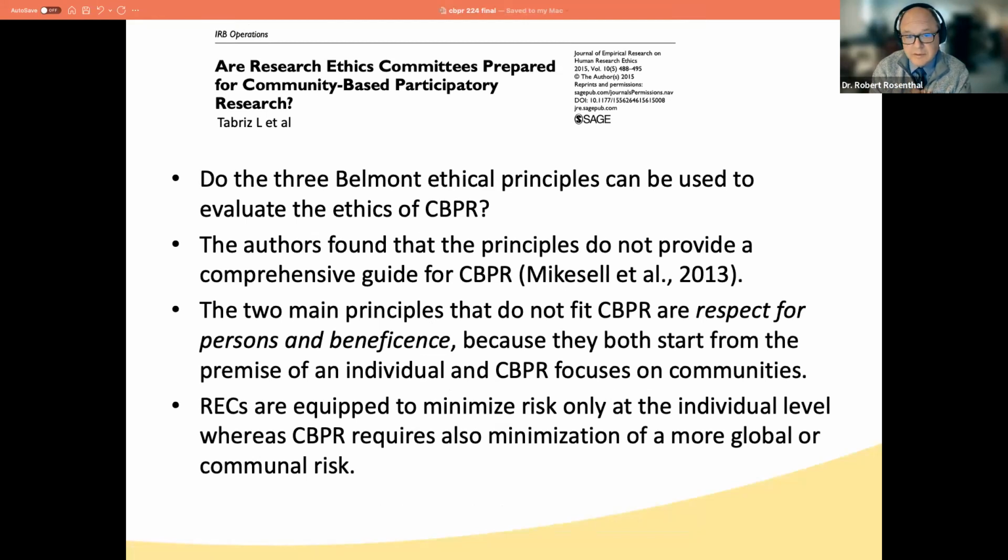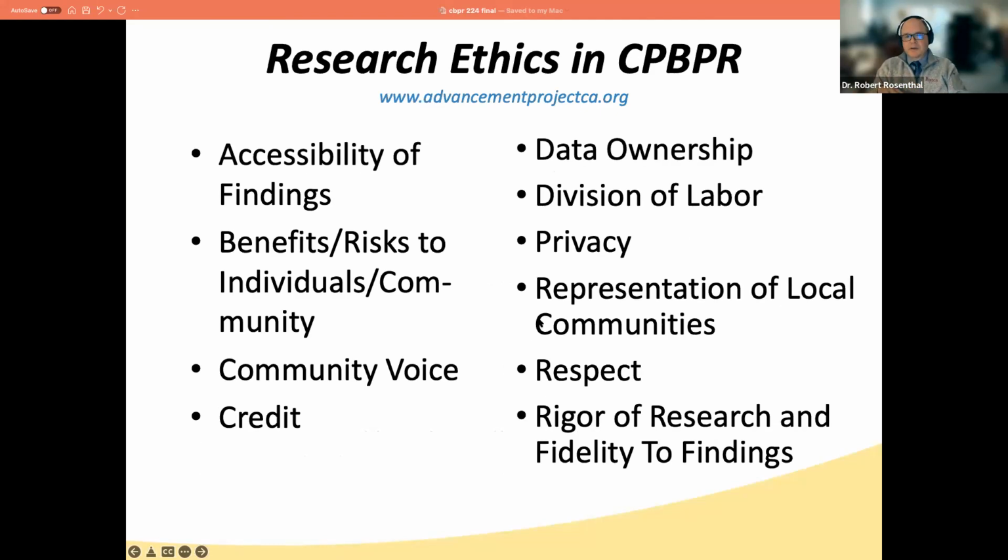Respect for persons means you have to acknowledge the autonomy of the individual and protect the vulnerable population. And beneficence is to identify the risks and benefits and to maximize the benefits and minimize the risks, because they both start from the premise of an individual, and CBPR focuses not on individuals, but on communities. They found that IRBs are equipped to minimize risk only at the individual level, whereas CBPR requires minimization of more global or communal risk.